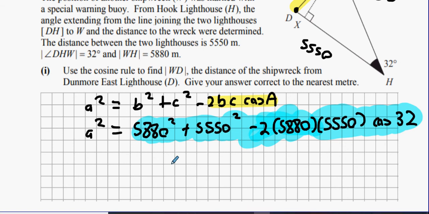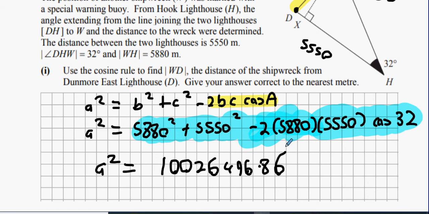Alright, guys, put it all into the calculator and see what you get. And square root the answer. So I'll write down the first thing first. I got 100.26.6, square root the answer.